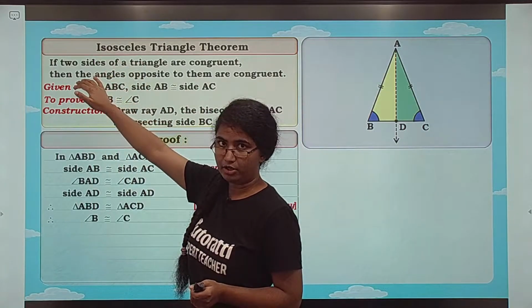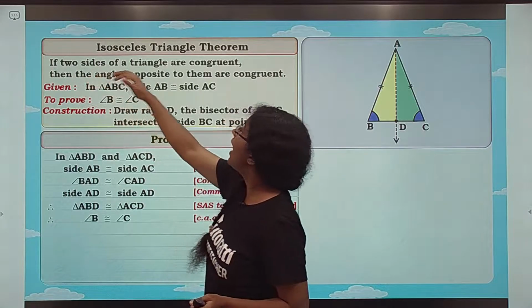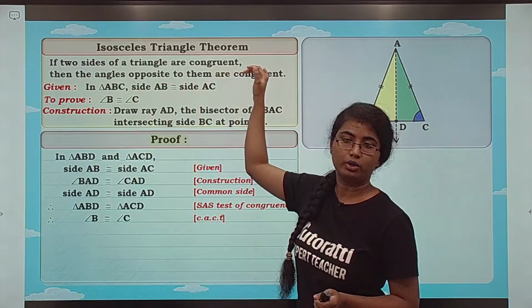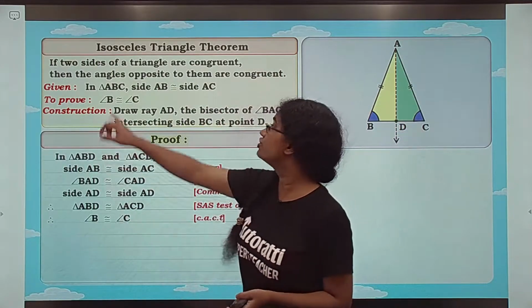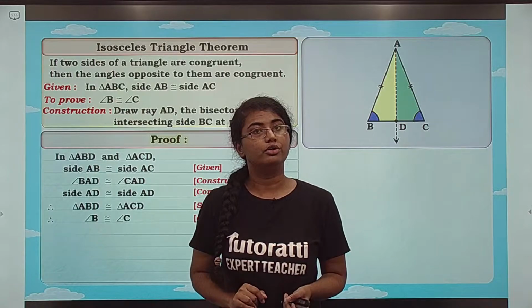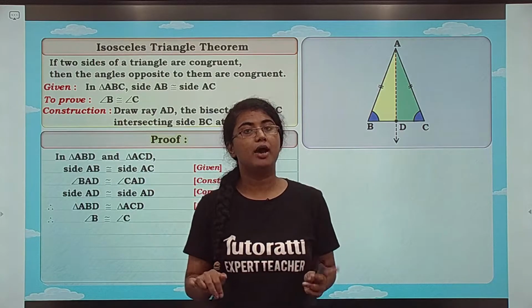Come to the then part. What does the then part say? Angles opposite to them are congruent. So which are the angles opposite to your sides? Angle B and angle C. So that is what we have to prove here. Okay? Construction, यहाँ पे we need.